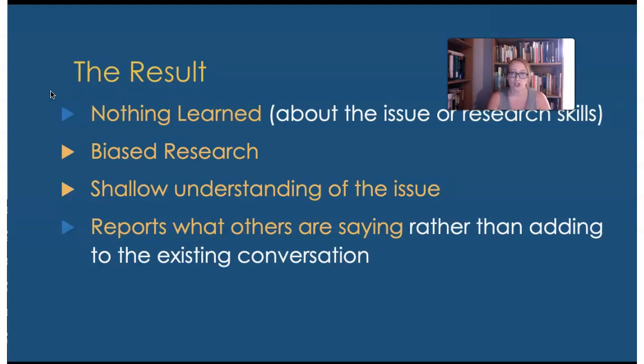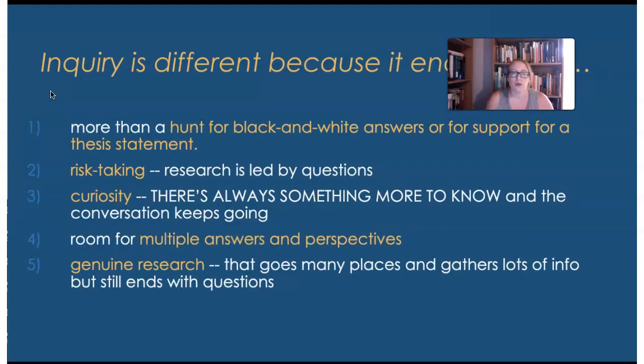And you can't push the conversation forward if you haven't heard what's already existing in the whole conversation. So inquiry is a little bit different because the goal isn't just to hunt for black and white answers or find stuff that supports a thesis statement. And it does let you do a little bit of risk taking.